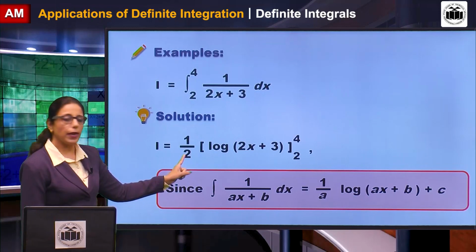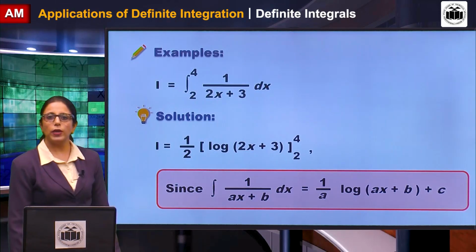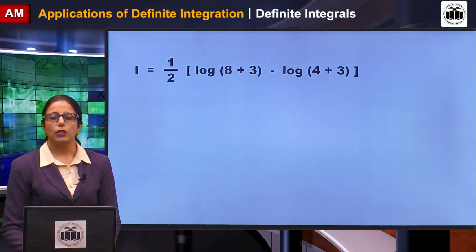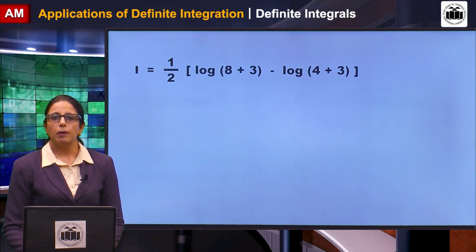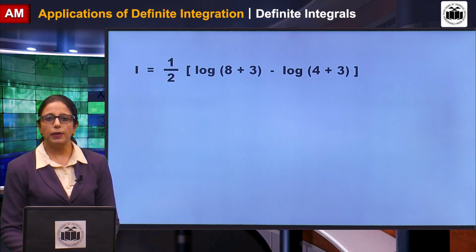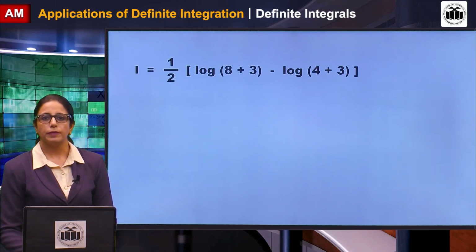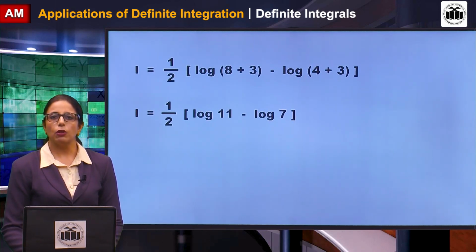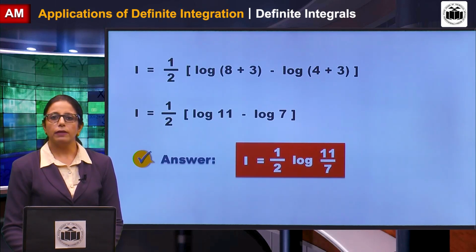So, that formula is applied here and we get 1 by 2 log of 2x plus 3, where the limits have to be applied from 2 to 4. After the limits have been applied, we get half into log of 8 plus 3 minus log of 4 plus 7. That is upper limit minus lower limit. So, we get half into log of 11 minus log 7. Again, using the law of logarithm, log m minus log n is equal to log of m by n, we will get half into log of 11 by 7.